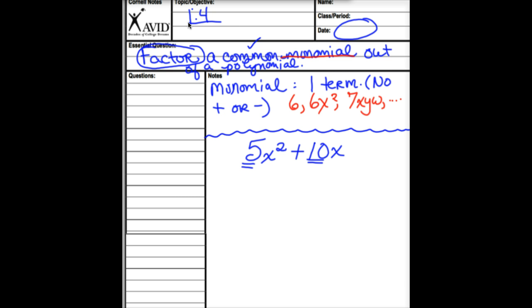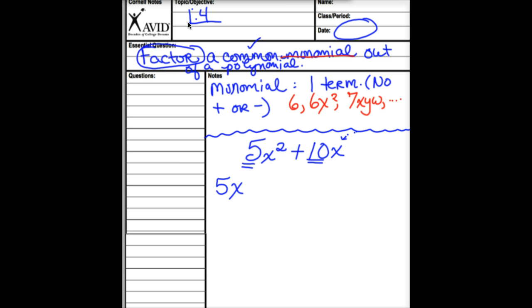It's kind of like finding the greatest common factor. What's the biggest number that goes into both of them? If you can't find one, then you can't pull anything out. So I can pull a 5 out of both of those terms. I can also divide an x out of both of those. I can't take 2 x's out because this one can only afford to give me one of them.